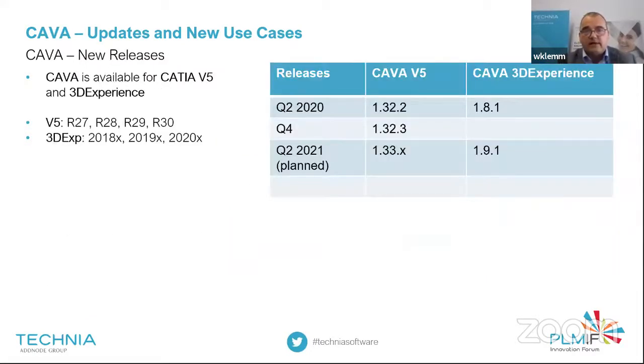On the next slide is a short update of our latest releases. The current release we put out in Q2 is the CAVA V5 release, named 132.2. And we also have, of course, CAVA for the 3D experience platform, and we have the same functionality available in version 1.8.1 there. It's available for all the most current V5 revisions of CATIA and also for 3D experience starting 2018X.